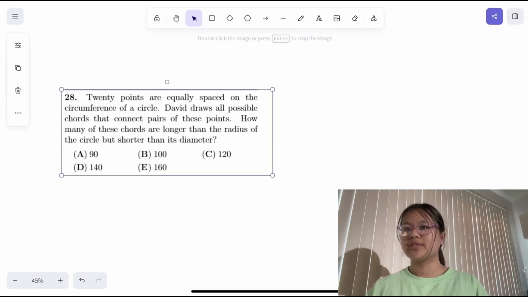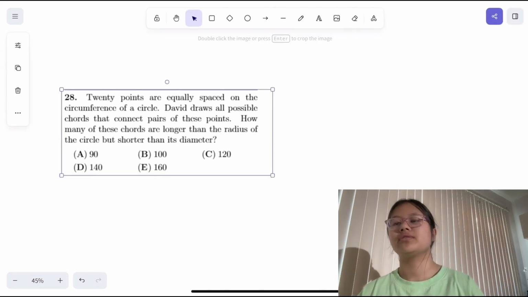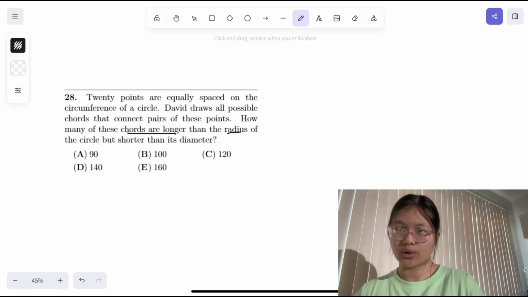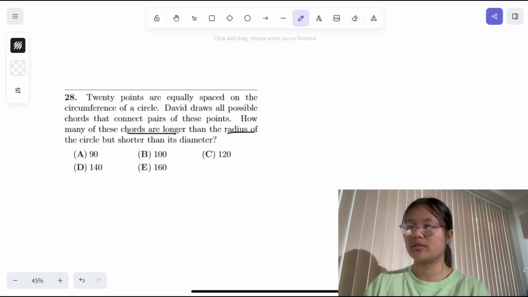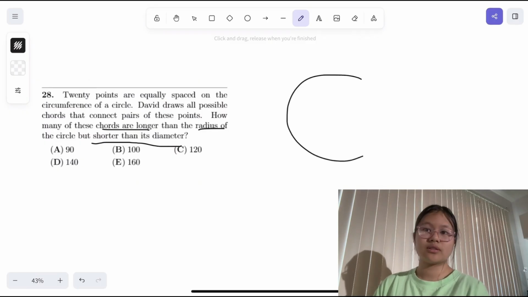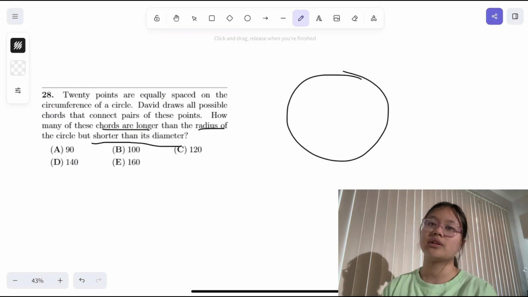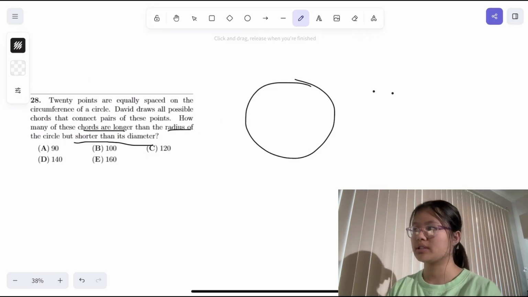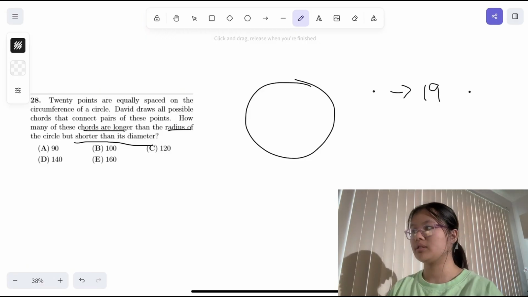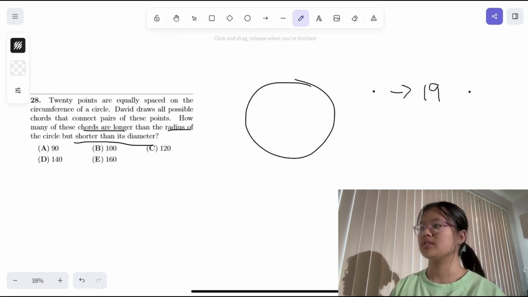Alright, number 28. 20 points are equally spaced on the circumference of a circle. Draw all possible chords that connect pairs of these points. How many of these chords are longer than the radius of the circle but shorter than the diameter? So that's what we underlined. Okay, so let's pretend that there's 20 points on the circle and each point is connected with 19 other points. So it forms 19 chords. So one of these 19 chords is exactly equal to the diameter, leaving 18 chords that we have to consider.